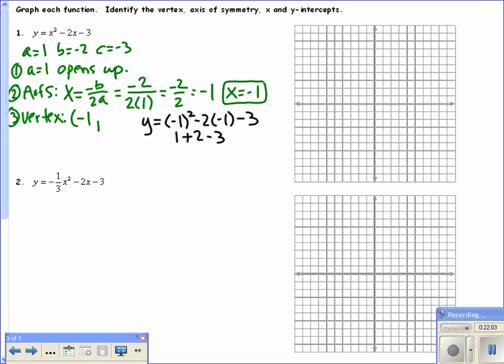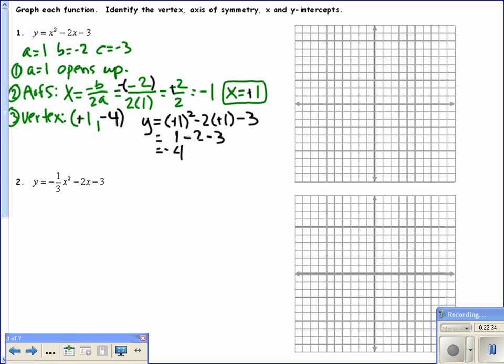Oh, if you go back to your axis of symmetry, it's -b. Your b value is negative, so this should have been positive. So this is +1, and that's going to change. Sorry about that. So that would be 1 minus 2 minus 3, which gives me a y-coordinate of -4. So then that means the vertex is at (1, -4).